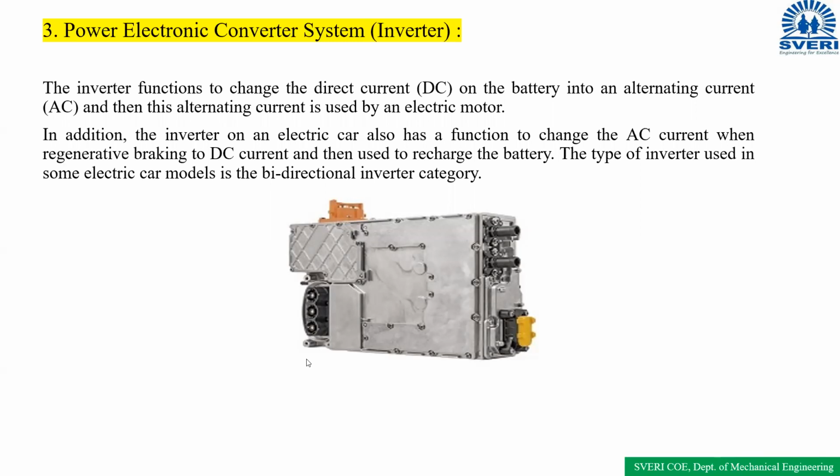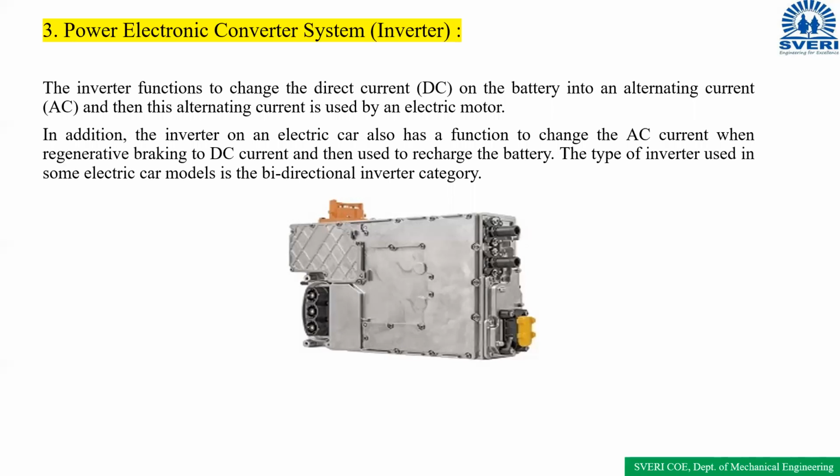What is the function of the power electronic converter? To convert DC to AC. Yes, exactly. It converts DC to AC or AC to DC, depending upon the requirement of the motor. Accordingly, the converter should provide the electrical energy from the battery to the motor. Clear? And in the same way, it depends upon the position of the vehicle.